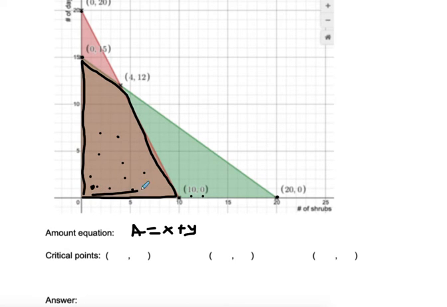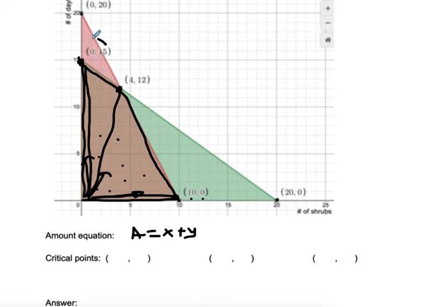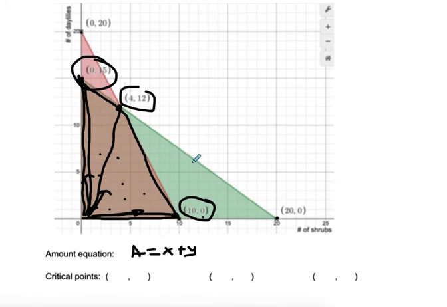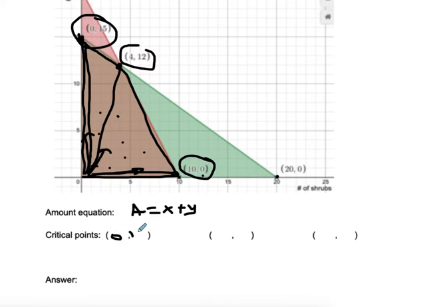So again, as you are working for your critical points, you're trying to get as far away from 0 as you can and stretching your boundaries. So stretching your boundary in the middle goes to there, stretching your boundary over here goes to there, and this one stretches up over here. So your 3 critical points are (0, 15), (4, 12), and (10, 0). Now these other points that I have plotted up here, the (0, 20) and the (20, 0), they are important points, but they're not critical points because they're not part of our solution set. So down here we can just write these out, (0, 15), (4, 12), and (10, 0).